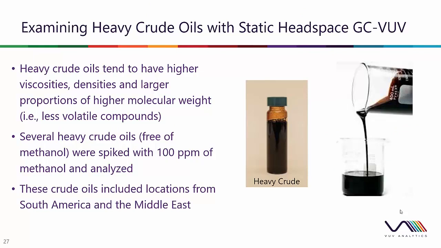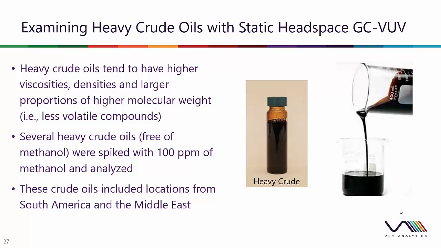So, of course, the next thing to do then is just to examine some heavier crude oils with static headspace GC VUV. Now, heavier crude oils tend to have higher viscosities, densities, and larger proportions of higher molecular weight. In other words, there's not going to be as much volatile compound, so we would expect the front end of the chromatogram to be less exciting, so to speak. And several heavy crudes free of methanol were spiked, again, with 100 ppm of methanol and analyzed.